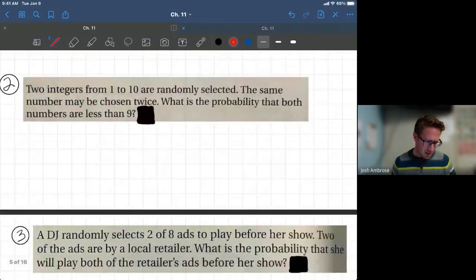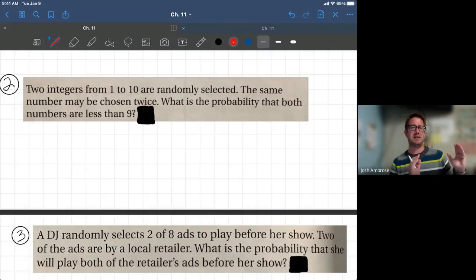Now we're looking at 2 integers. That just means it's a number. An integer, it's a number. Now here's your possible selections from 1 to 10. Actually, 2 integers from 1 to 10. They're randomly selected. The same number may be chosen twice. What's the probability that both numbers are less than 9?